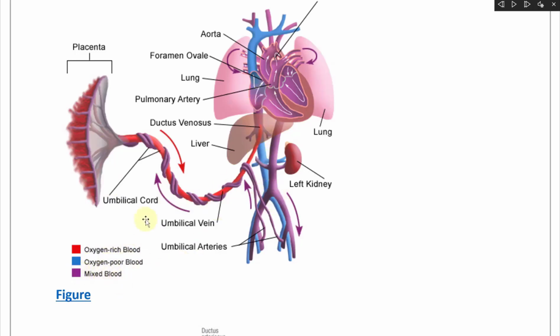But you also have a mixed blood in purple. And this mixed blood in purple is where the umbilical arteries still have some of that mixed blood, because it gets mixed in the heart system there.